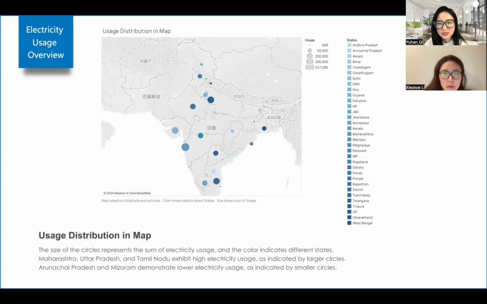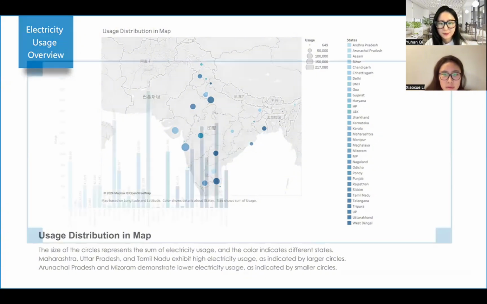In contrast, states like Arunachal Pradesh and Mizoram show a lower electricity usage, indicated by smaller circles. These states have lower population densities and less industrial activities.